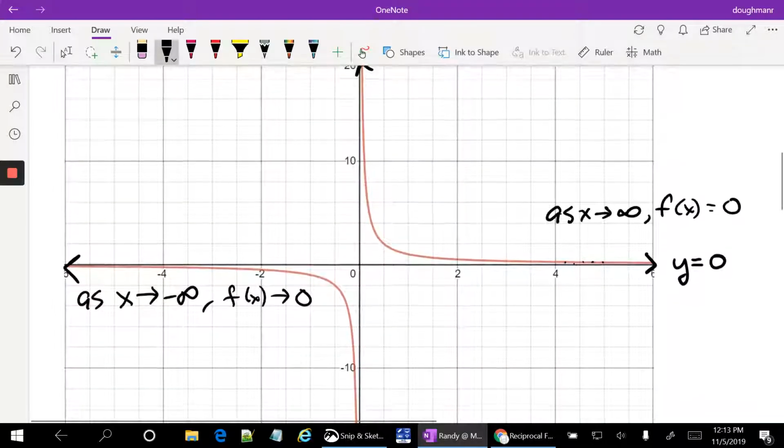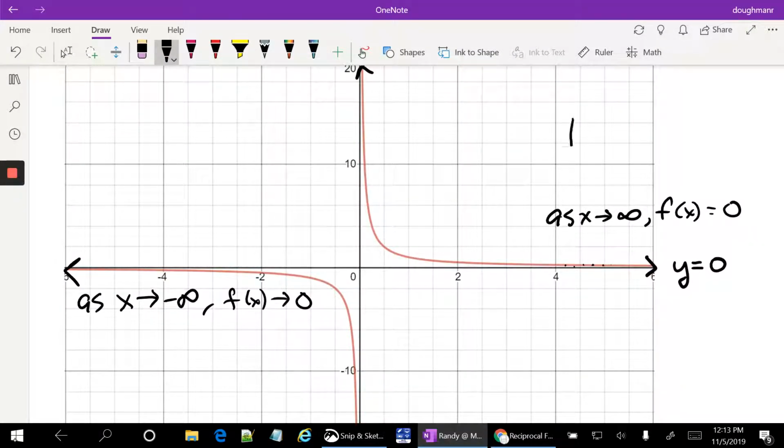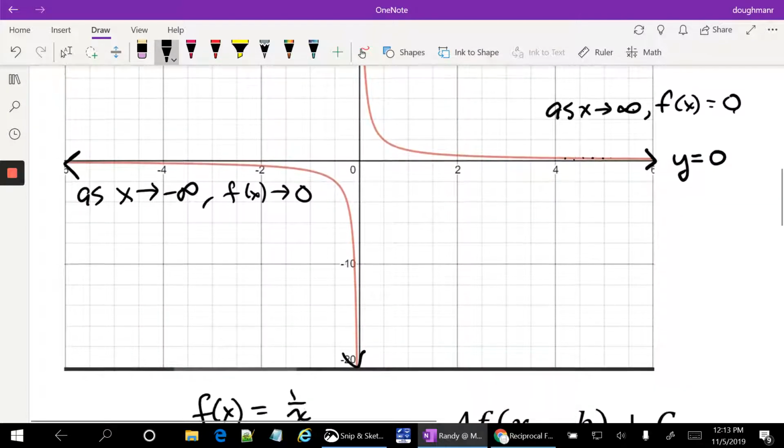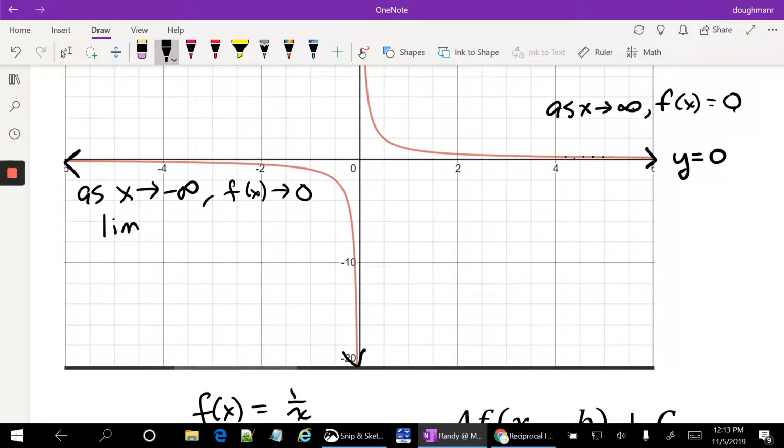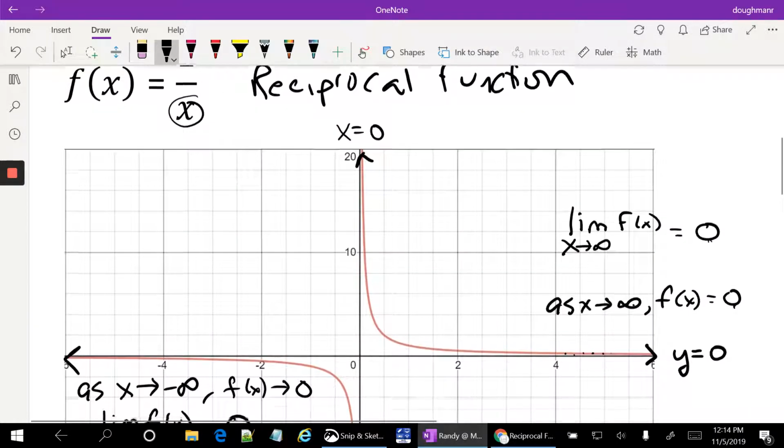Now let's make sure we understand the limit notation. So this says the limit of f of x as x goes to infinity equals 0. Notice where I got the infinity from, and where I got the 0 from. And down here, we know that the limit of f of x as x goes to negative infinity, the output was still 0.